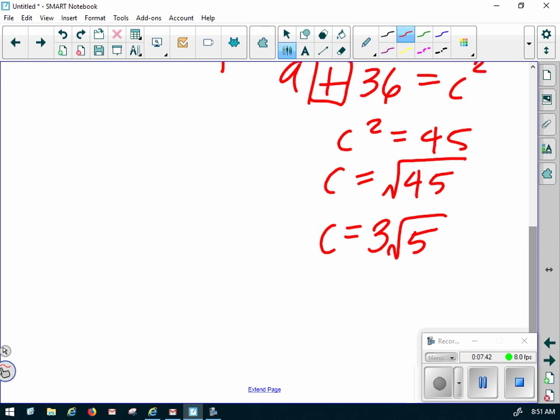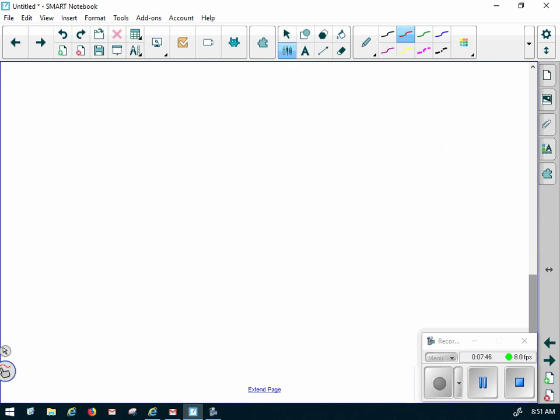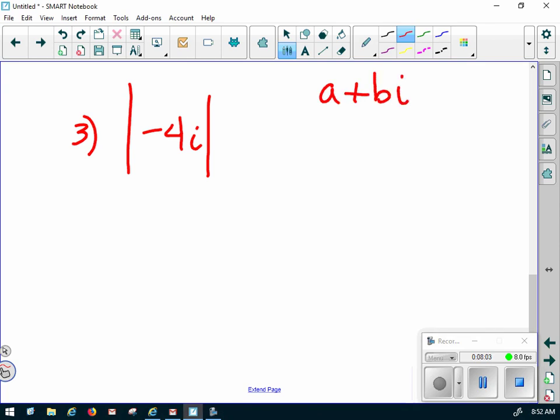One more. Number 3. Absolute value of negative 4i. What's the real part of this number? Remember, every complex number looks like this. The A is the real part. The A is not multiplied by I. What's A?